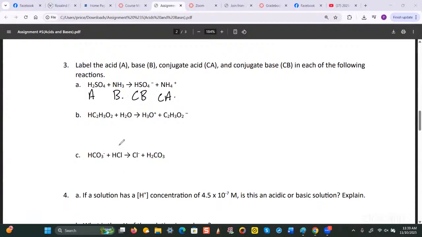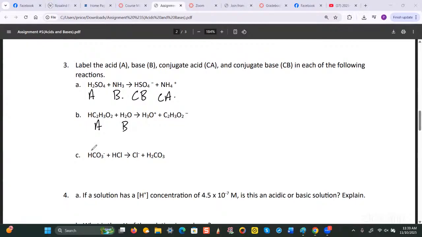What about B? Which of these two on the left side would be the acid? HC2H3O2. Yeah, exactly. So this would be the acid, which means that water would be the base. So let's look at the right side now.